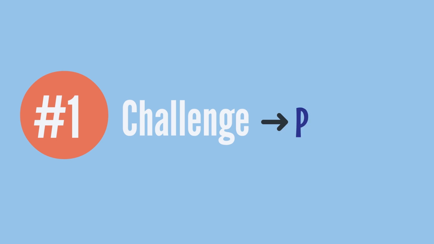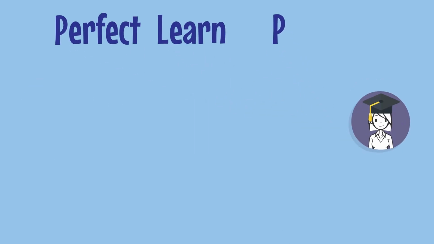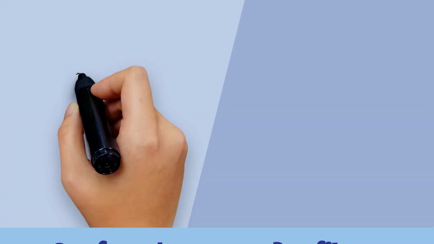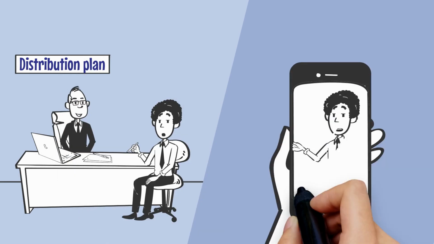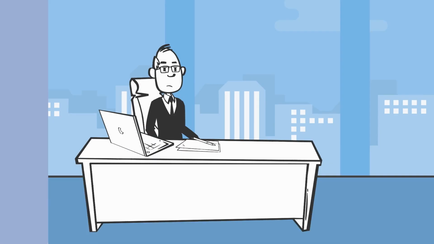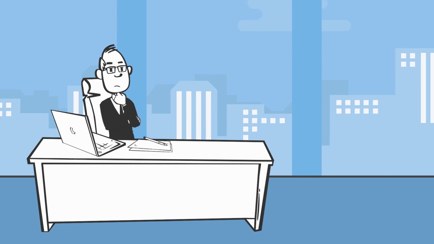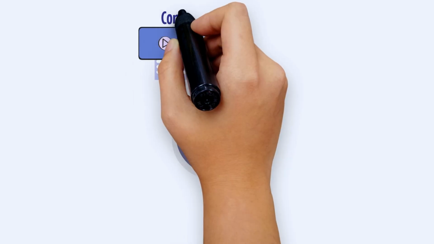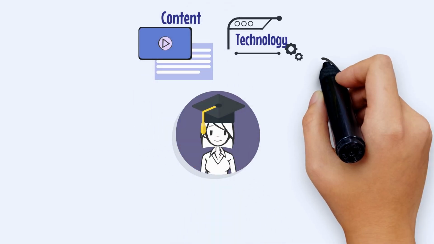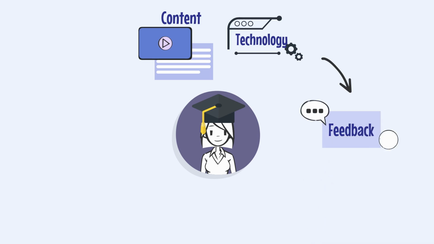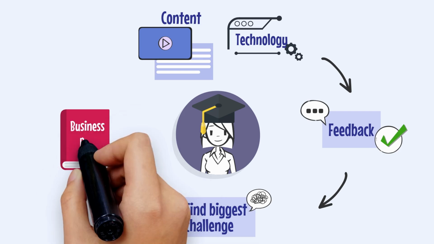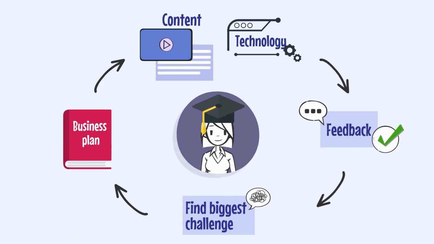Once you've identified the biggest challenge, what you've really done is you've identified your PLP, your perfect learner profile. We define learners based on challenges, and the distribution plan needs to have a feedback mechanism, because we want to make sure that that challenge that we identified is right. Part of that is bringing your learners into the creation of the content and the technology, and by doing that, you are going to be integrating this feedback piece. And when you do that, what you've really done is now we've gone full circle. Make sure your learners are always involved.